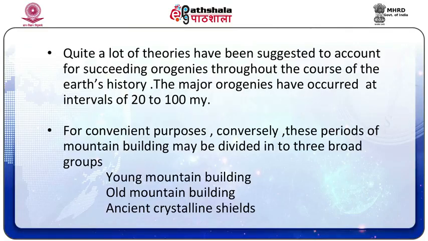Quite a lot of theories have been suggested to account for successive orogenies throughout the course of the Earth's history. The major orogenies have occurred at intervals of 20 to 100 million years. For convenience, these periods of mountain building may be divided into three broad groups. These are young mountain building, old mountain building, and the ancient crystalline shields.